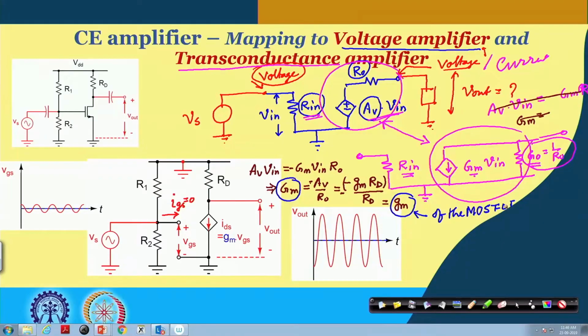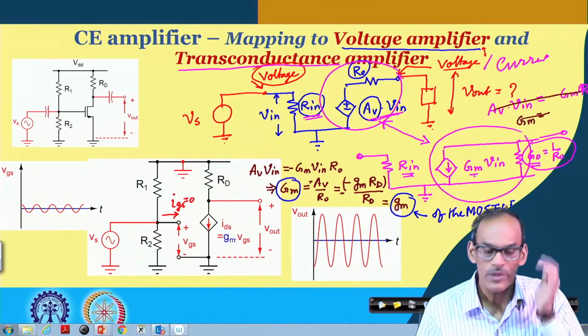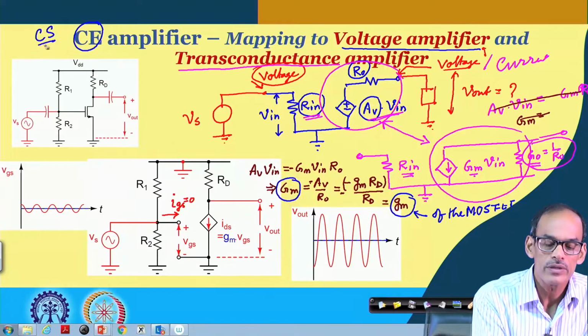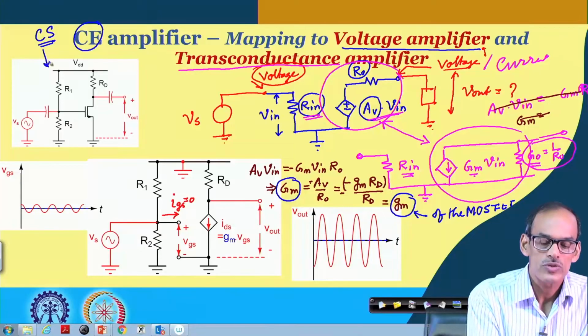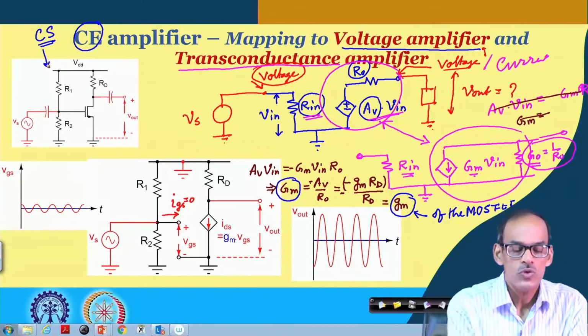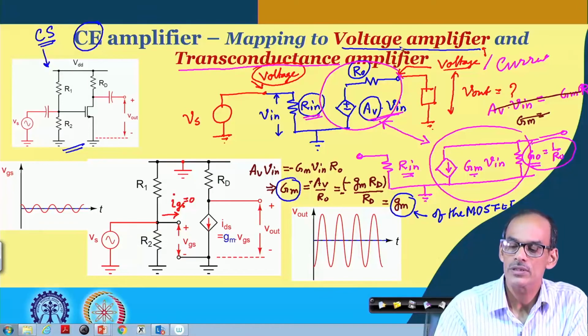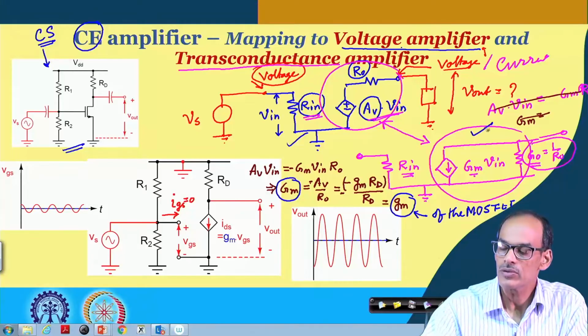So, that is how the amplifier, there is a small mistake, this should be common source amplifier. So, there is the common source amplifier. That is how we can map the common source amplifier either into a voltage amplifier, which is given here, or it can be mapped into this transconductance amplifier.